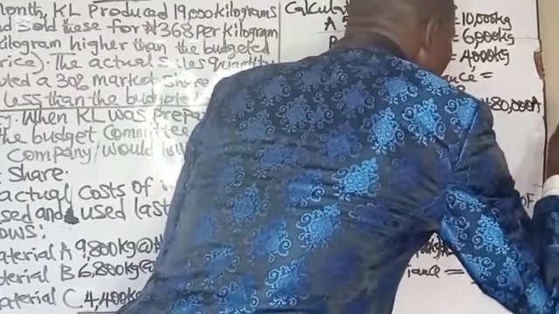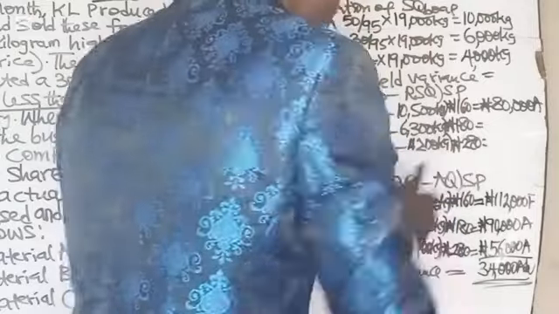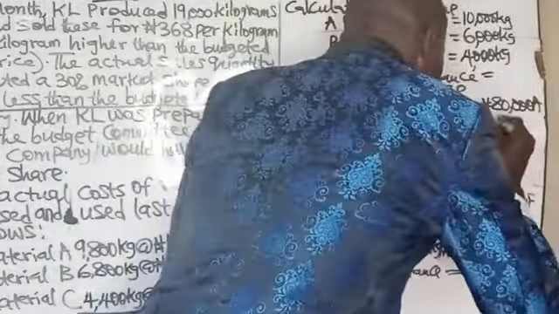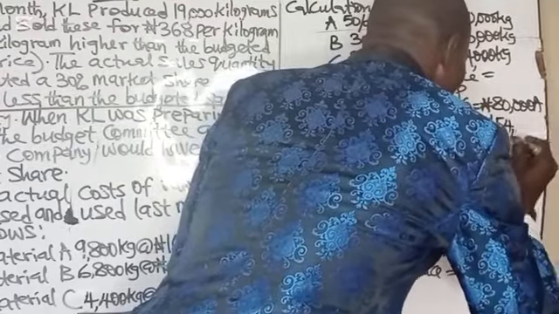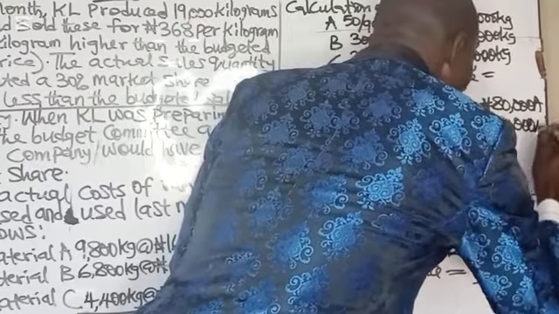Adverse. For B, 6,000 minus 6,300, that would be 300. 300 times 180. That gives us 54,000 adverse as well.